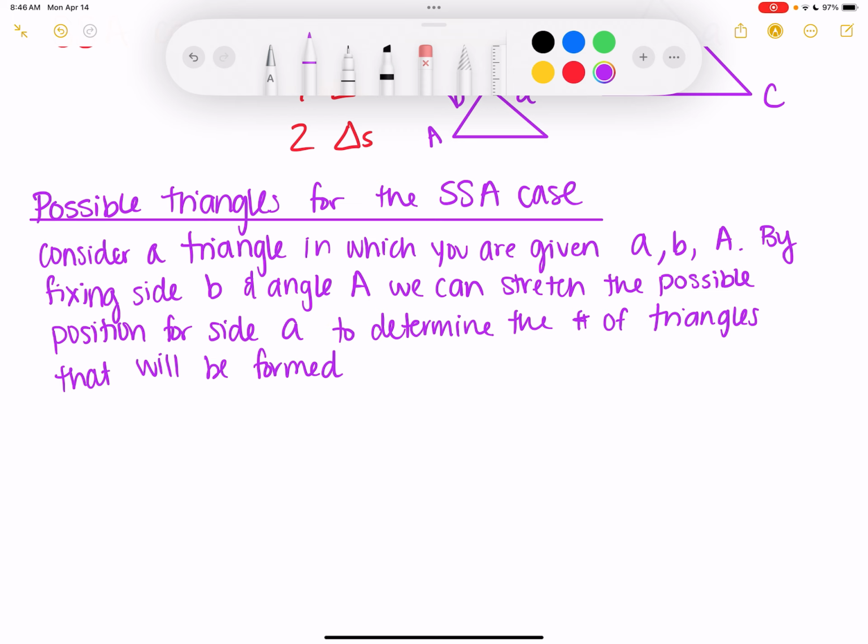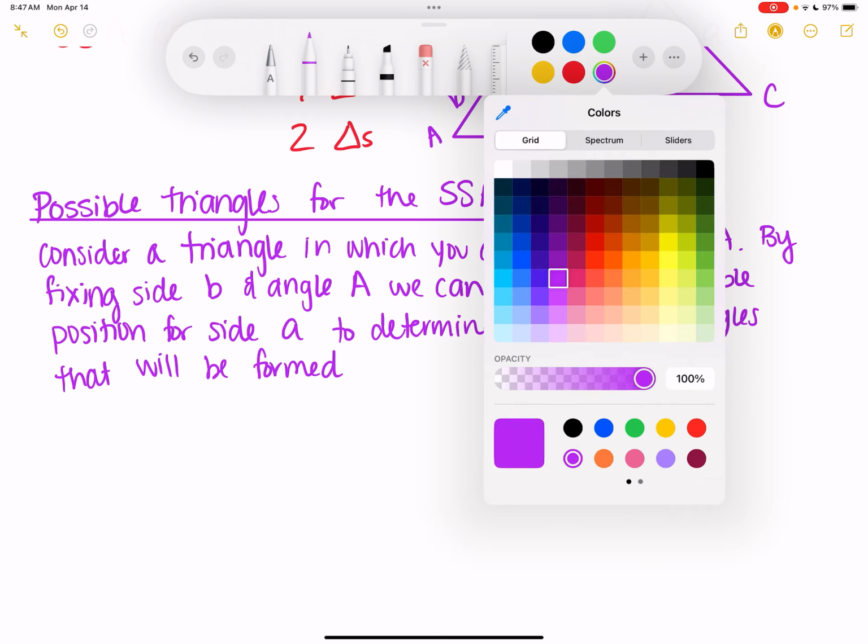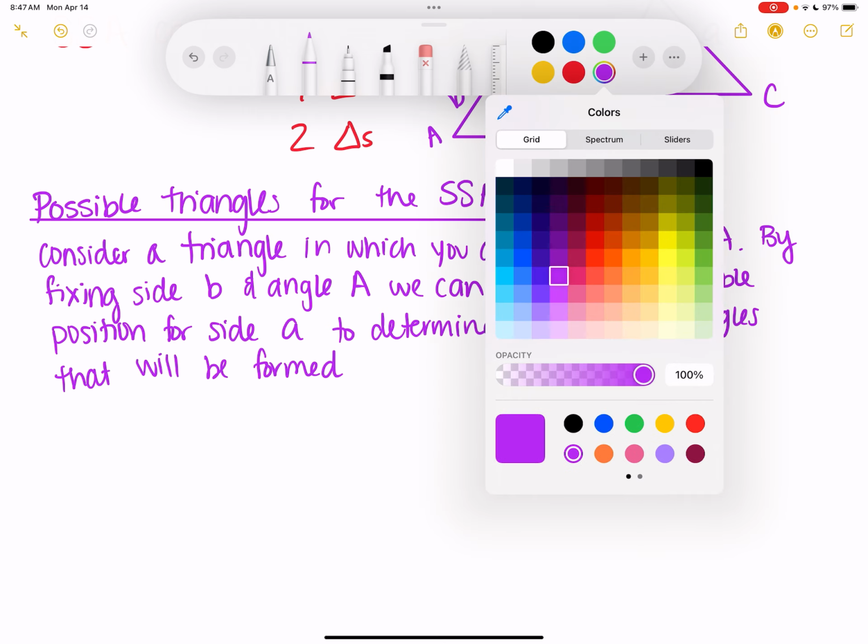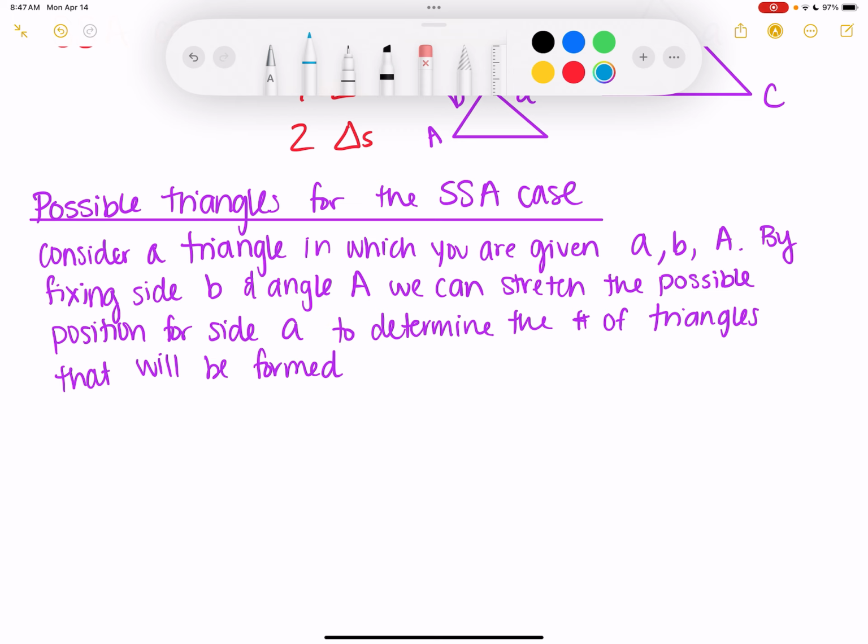So there's one little formula here that sometimes I give later, sometimes I give now, so I'm going to go ahead and do it now. Let's try to focus this in real quick. So note, H is equal to B sine of A.